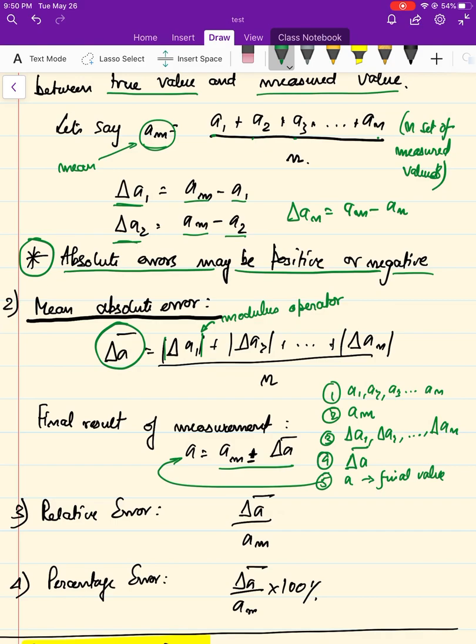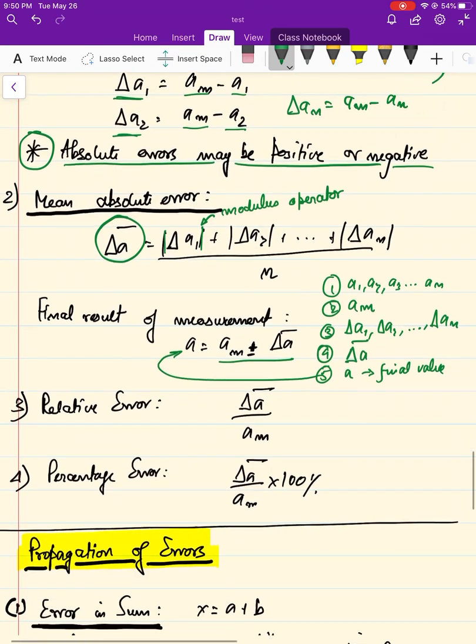So this is basically an error bar. This is sort of the accepted value of a that you get. It may be positive or it may be negative. It doesn't matter, because your measurement can have either direction. So that's the final value of the measurement.